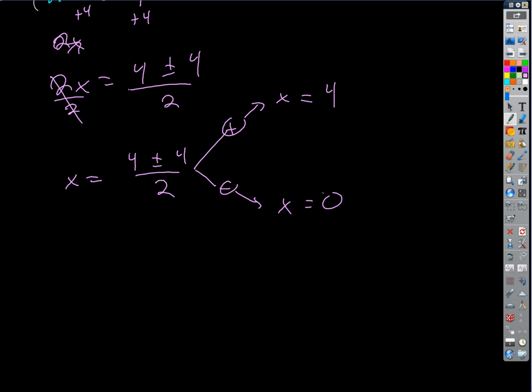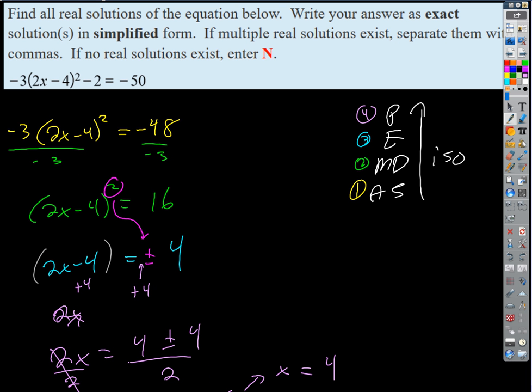So, okay, in Moodle, let's go back. What would we put in Moodle? So it says if multiple real solutions exist, separate them with commas. So in Moodle, what would I do? I would just put 4 comma 0 in either order, it doesn't matter. Because I get 2 separate solutions for x. Okay? All right, last one.